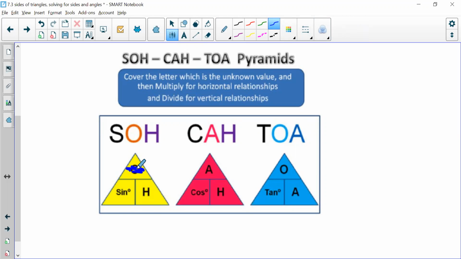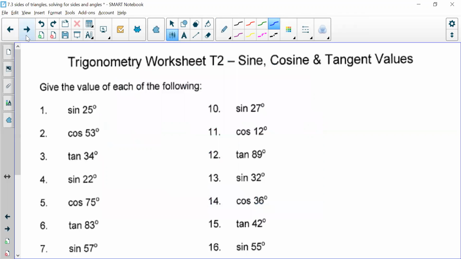So I would multiply sine times my hypotenuse. If I was looking for, say, the hypotenuse, if they're top and bottom, then that means divide. I would divide O by sine. So top and bottom is division. It's right here in the instructions. Side by side is multiply. I will show you guys how to use that. Keep this handy, please. Okay, so we're going to move on to this here.